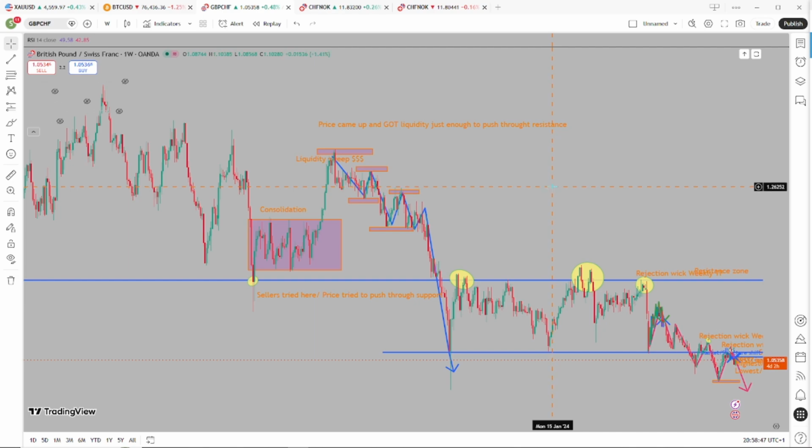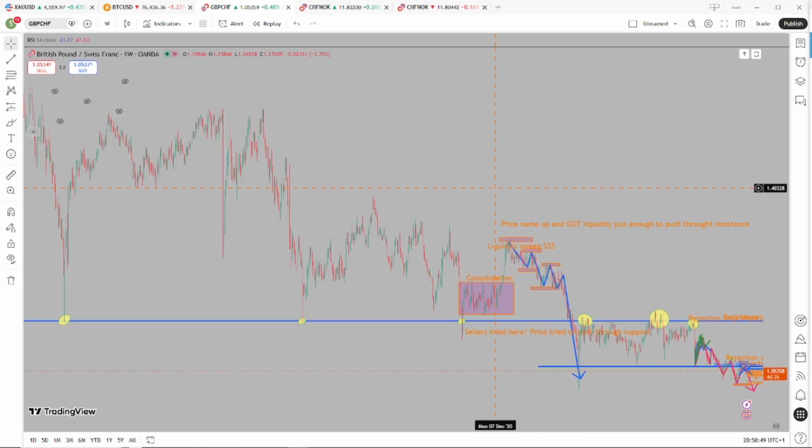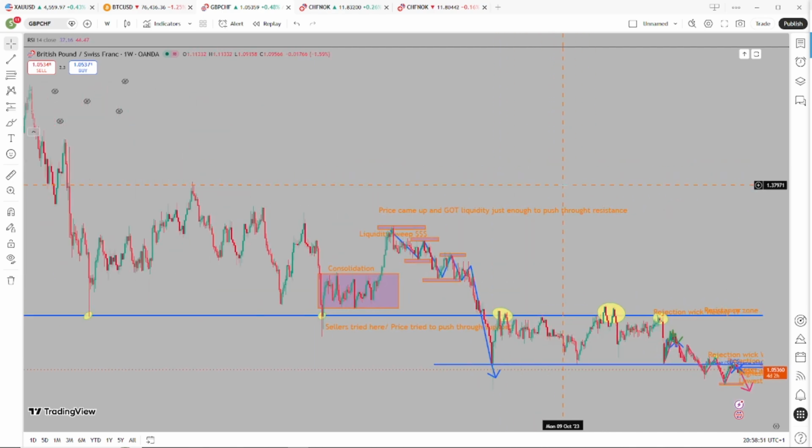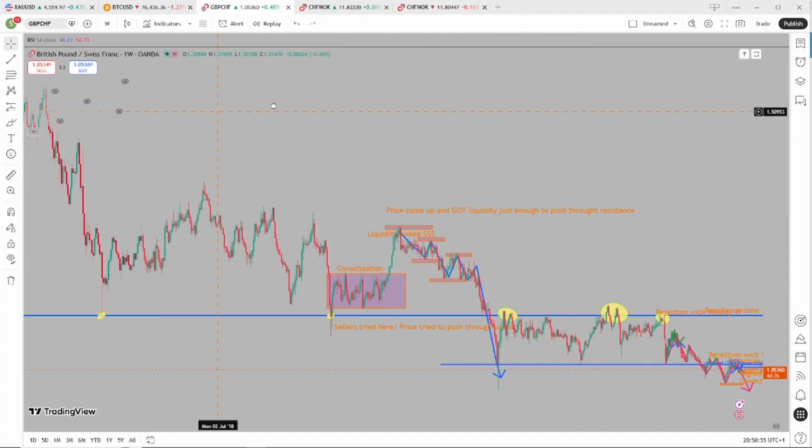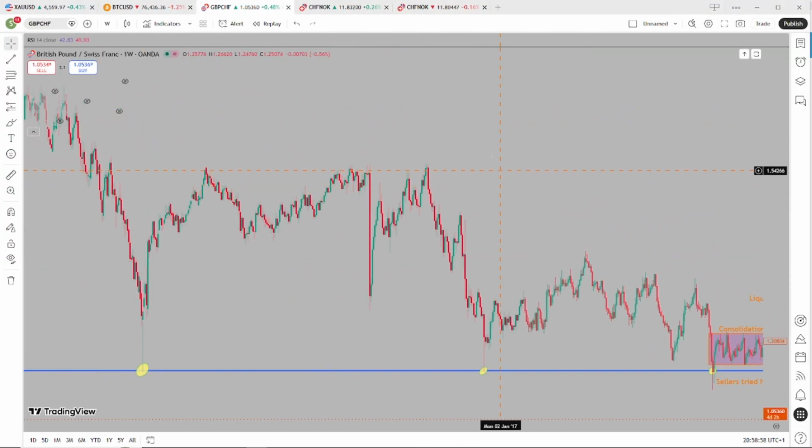Cool. So today I'm going to be breaking down a swing trade that we are currently in, sell positions, on GBPCHF, which is the Great British Pound versus the Swiss franc.